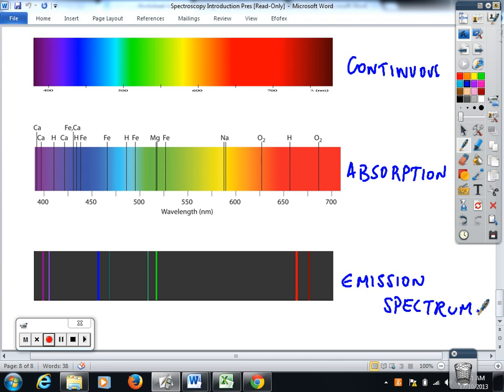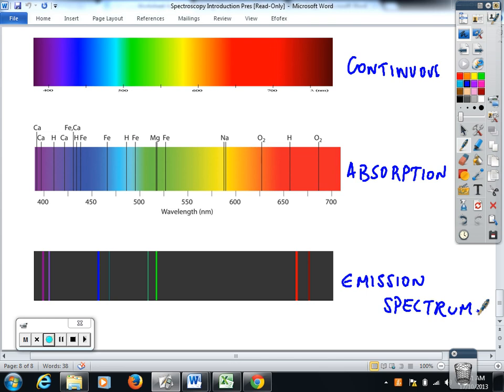Okay? Now, those three are the way a photograph would see them. So if you were to take a photograph of a continuous spectrum, it looks like that. An absorption spectrum, it looks like that. An emission spectrum, it looks like that.